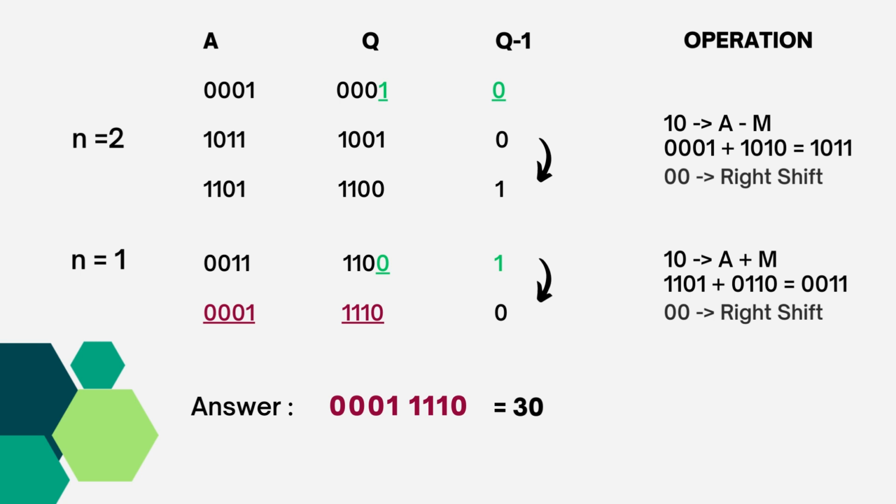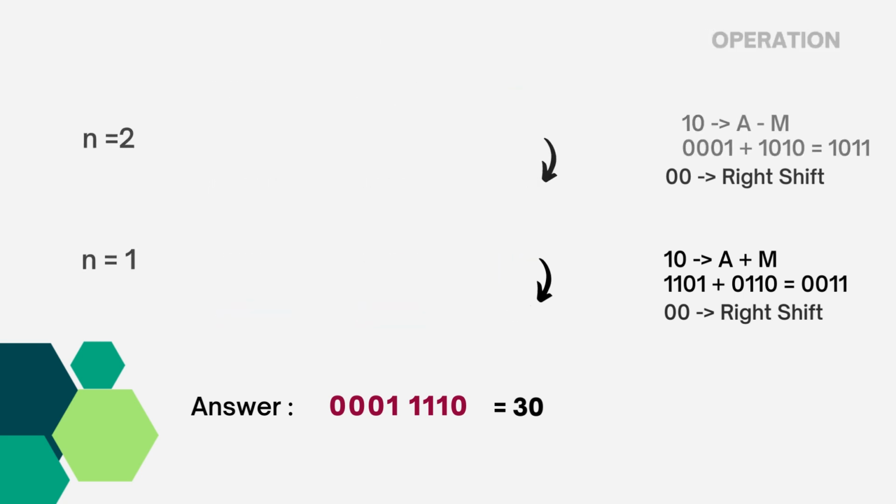right shift operation. So the final answer is the combination of A, meaning accumulator, and Q, the multiplier. In the binary we have 0001111110 as the final answer. When we convert this binary into the decimal format, we will get 30 as the final answer. So 6 into 5 is equal to 30.